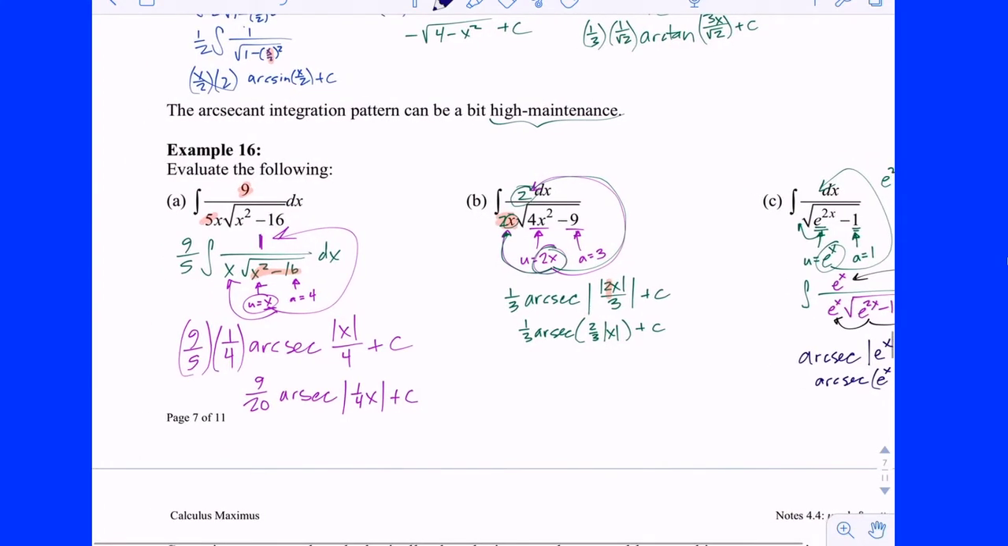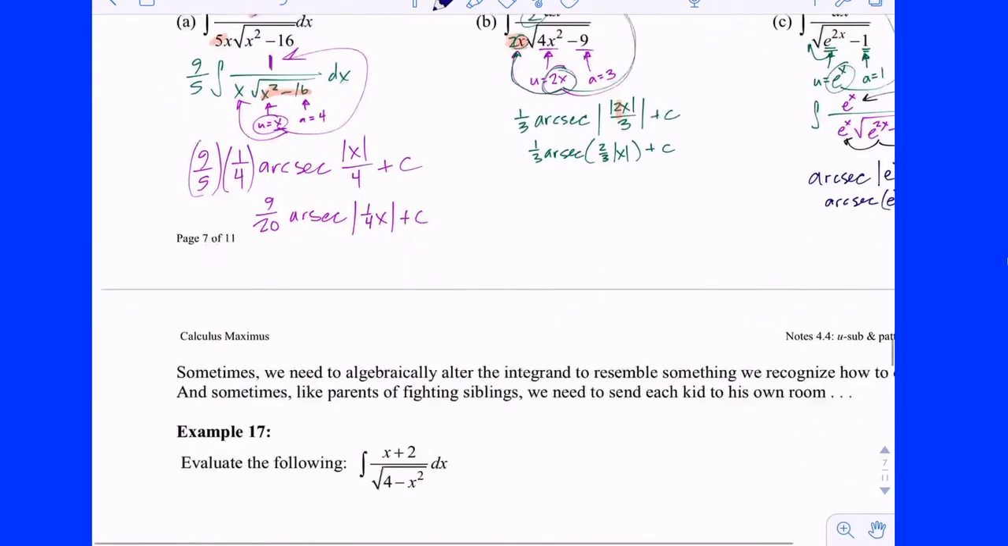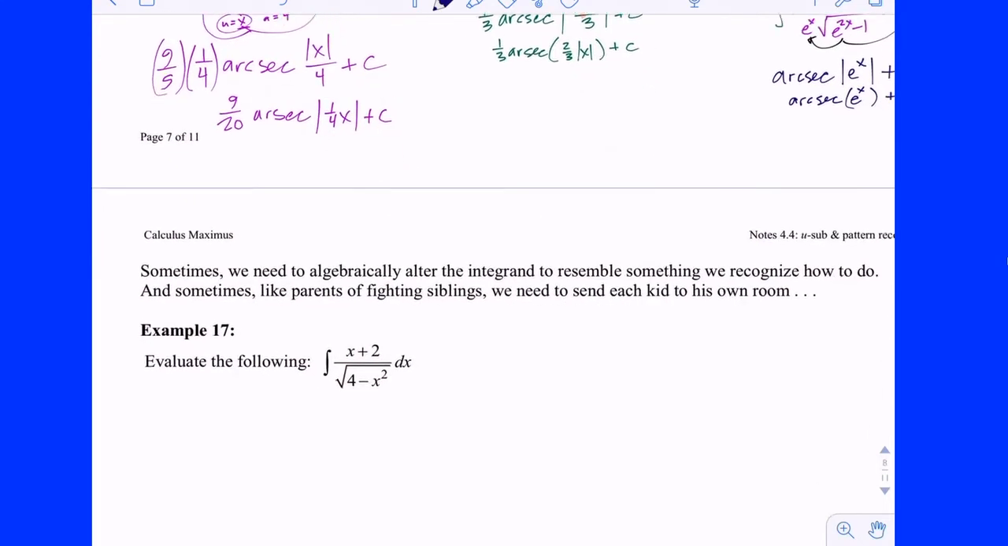Okay, any questions on example 16? Arc secant. Doesn't show up a lot, but when it does, kind of fun. High maintenance. Whew, like the diva ladybugs.